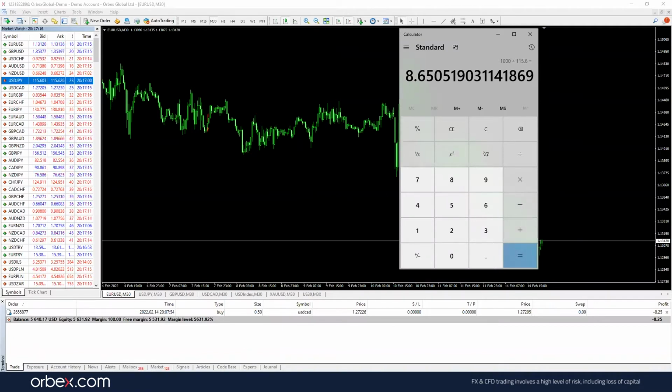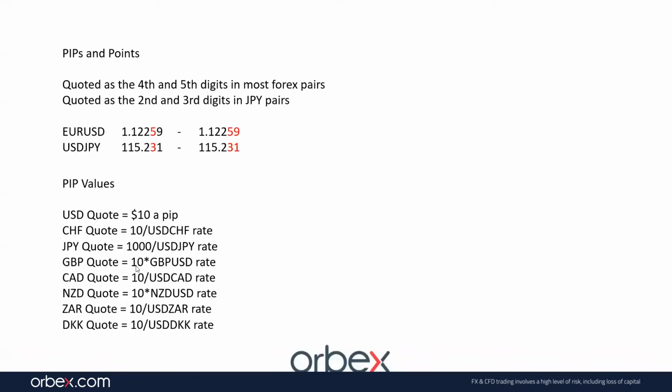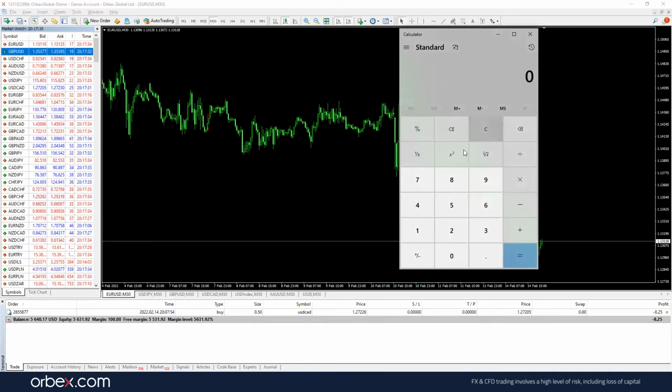So you get an idea and an understanding of what are bigger rates and what are bigger pip values as well. The sterling, for example, is 10 times the pound dollar rate. So you know this is going to be a big one because the pound dollar rate is 1.35. Obviously 10 times 1.35 is 13.5, but let's just take a look just to show you. 10 times 1.35, 13.5.